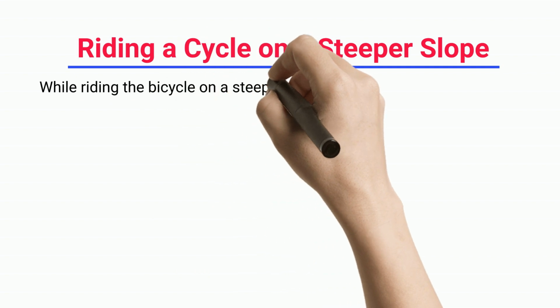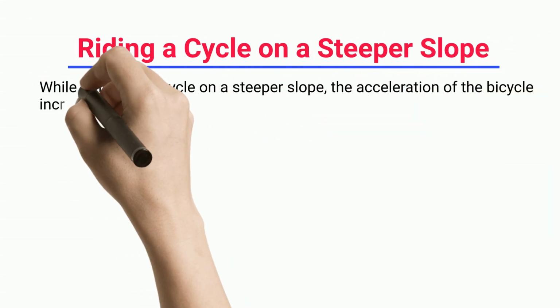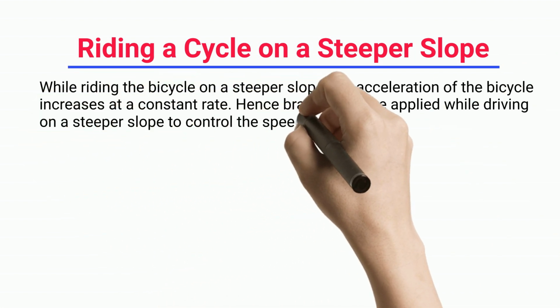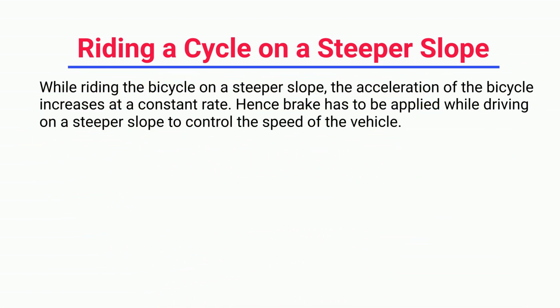Riding a cycle on a steeper slope. While riding the bicycle on a steeper slope, the acceleration of the bicycle increases at a constant rate. Hence, brake has to be applied while driving on a steeper slope to control the speed of the vehicle.